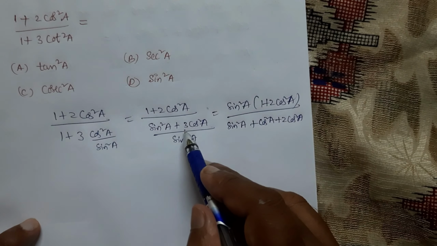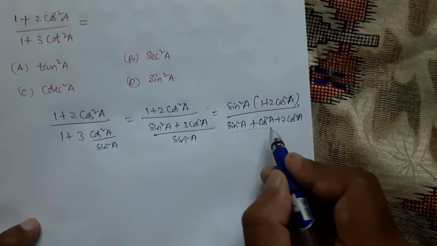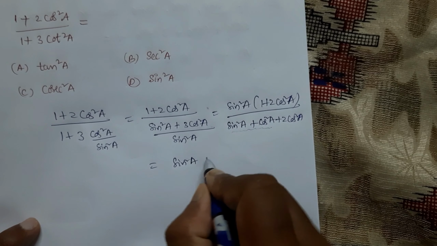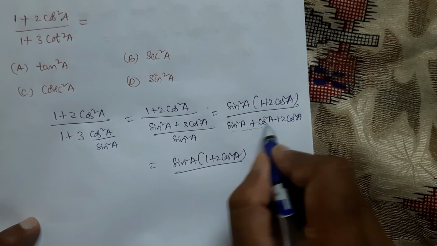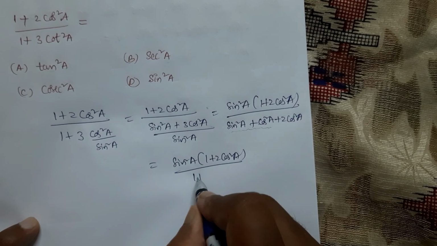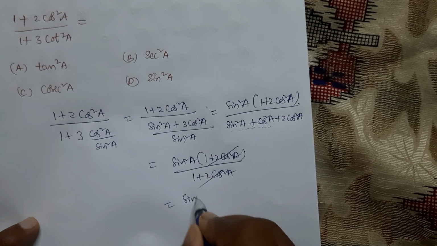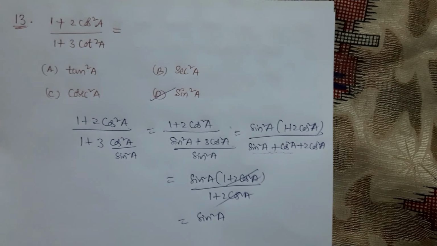Why have I split this 3 cos square a as 1 plus 2 cos square a? Because sin square a plus cos square a becomes 1. So it will become sin square a into 1 plus 2 cos square a divided by 1 plus 2 cos square a. These two cancel, and we will get sin square a. So this is option number D.